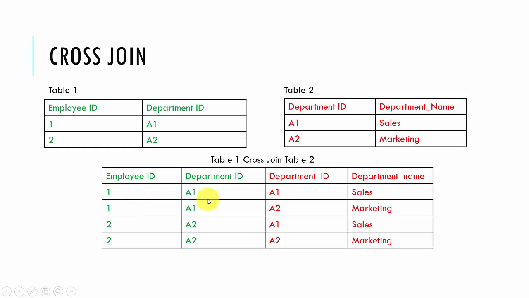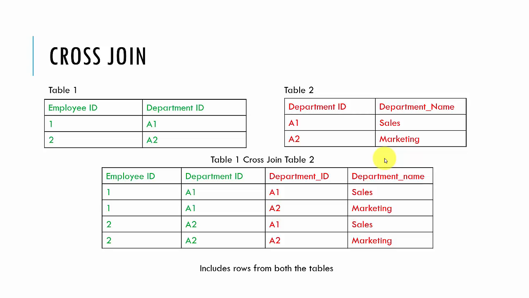So you have 1A joined with sales and marketing, right? And then 2A2 joined with sales and marketing. So every row, if you see, every row from table 1 is joined with every row with table 2. Includes rows from both the tables.